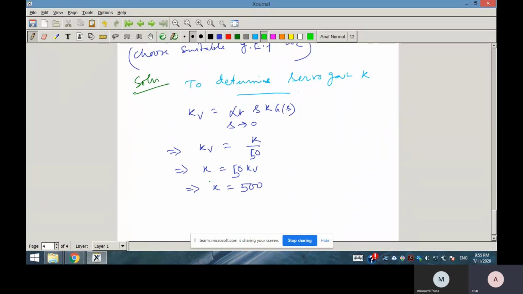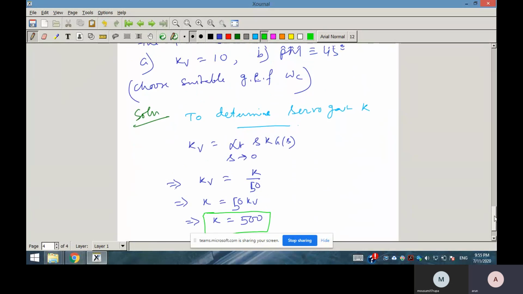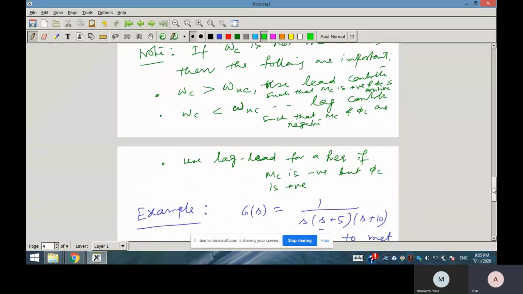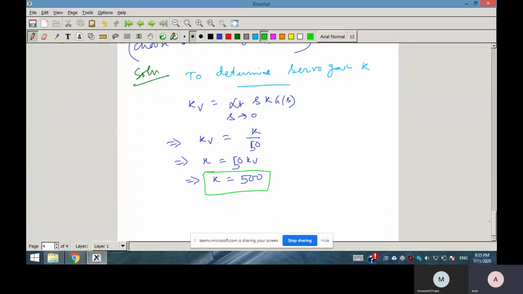So that means this part is over. K will remain fixed. Now suppose K you have now fixed. Now what is the gain cross frequency? How will you choose the gain cross frequency if it is not given? So the way is you have to obtain a choice of suitable gain cross frequency.